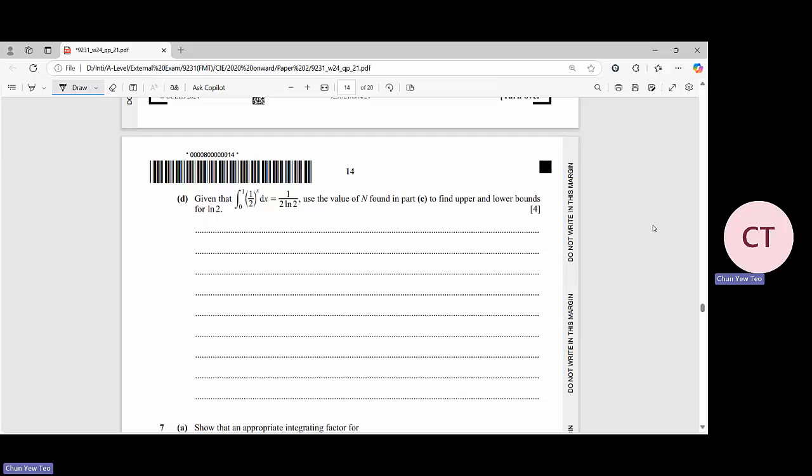Oh, we still have a D, okay? We still have part D over here. So part D is asking you, given that the value over here is equal to 1 over 2 ln 2, use the value of n found in part C to find the upper and lower bounds for ln 2. Our n found in part C is actually 500.